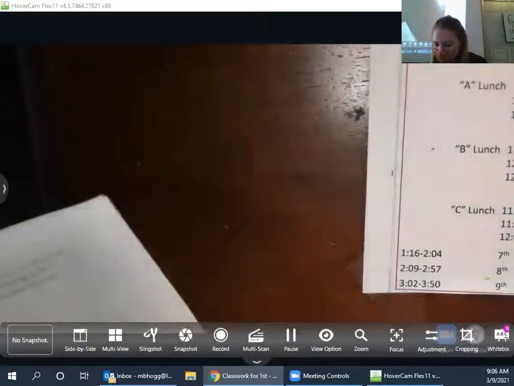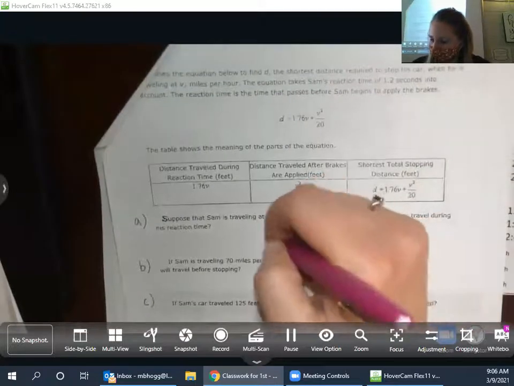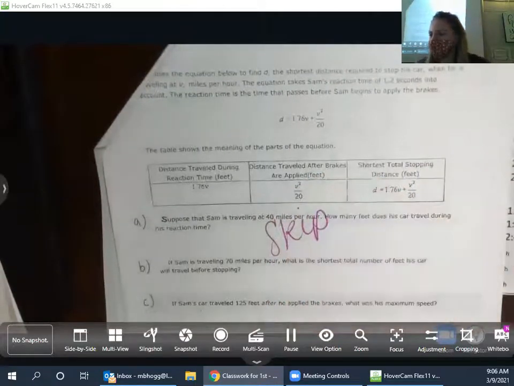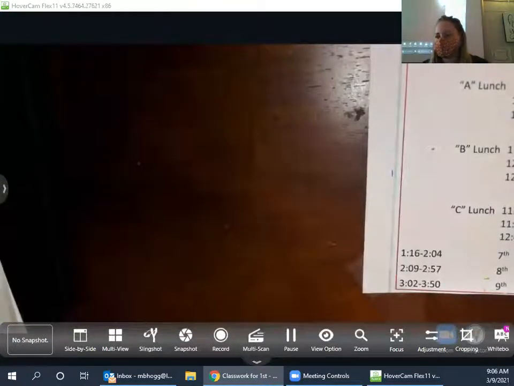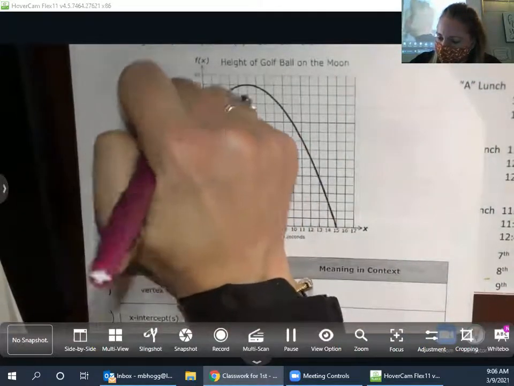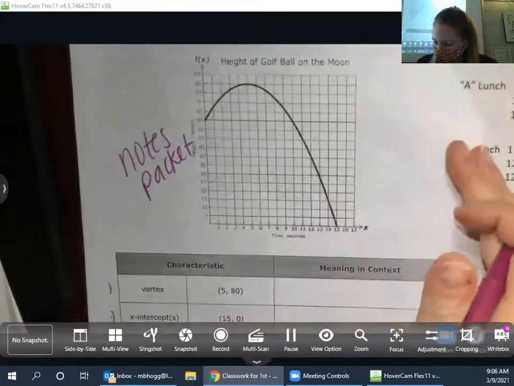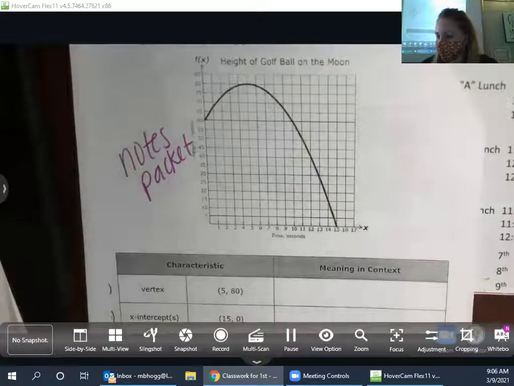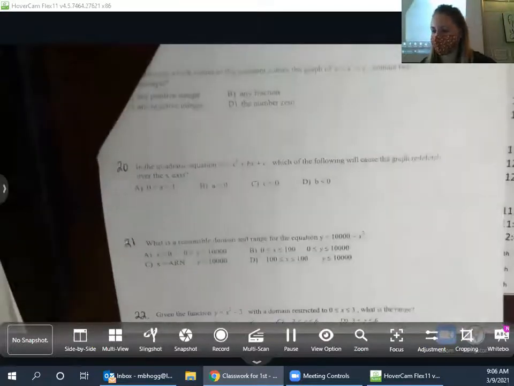Okay, number 17. We're going to skip 17. There's not one like that on the test. Look at 18. 18 is very much like what we did yesterday, so I'm going to say see your notes packet. In fact, I think it's the same one. Y'all remember this one we did in the notes yesterday about the golf ball on the moon? See notes packet. Okay, so we're going to skip 18. I know you're so sad. We're on the last page.